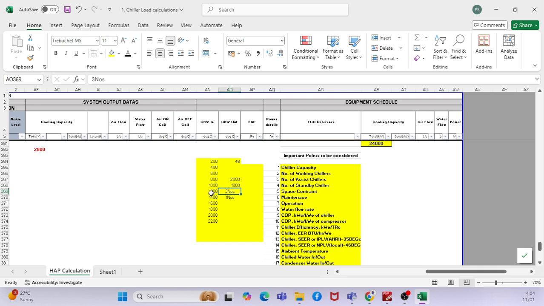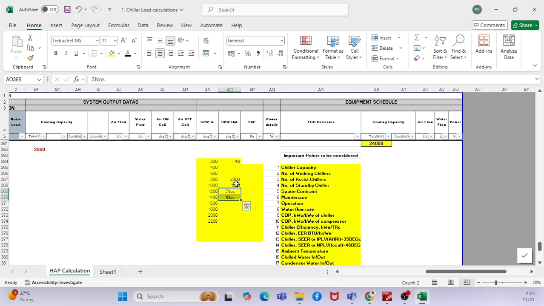Kilowatt 3. No, I'm not going with this one. I'm just saying that it is three numbers of 1,000 kilowatt chiller and one number of 1,000 kilowatt chiller. Okay. Understood. Clear, right? So you normally go with 4 chillers.